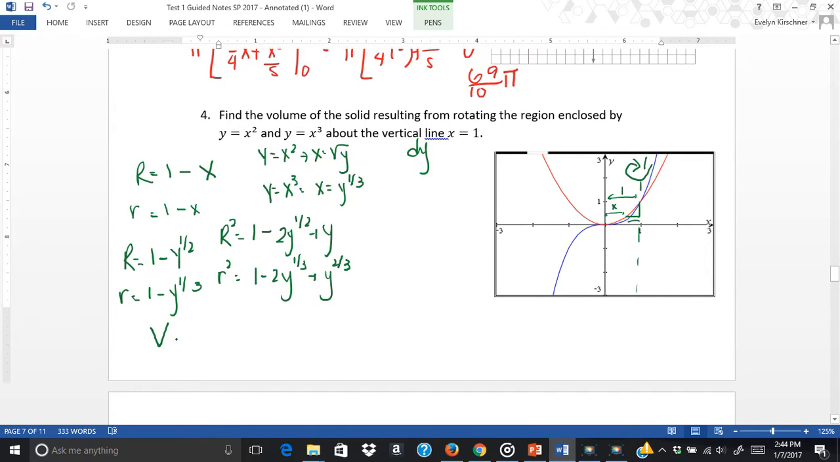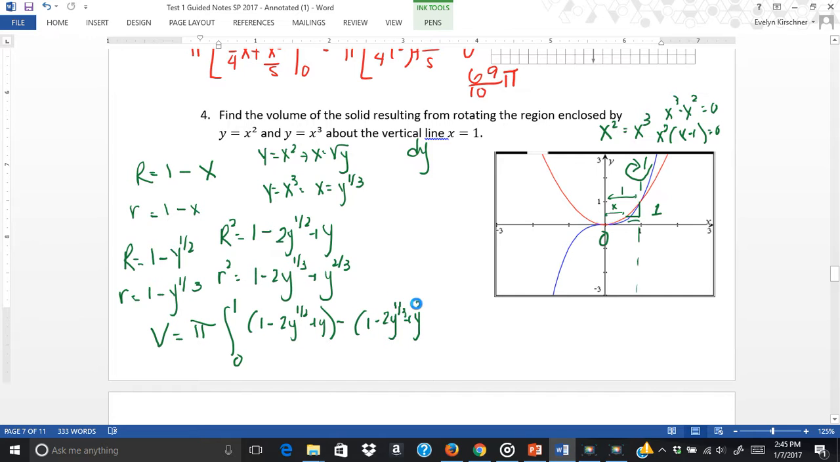So my whole volume here is pi, the same as before, but with big R squared and little r squared. And I'm going from 0 to 1 because the only time that x squared equals x cubed is when x cubed minus x squared is 0, or x squared times x minus 1 is 0, so at the points 0 and 1. So I'm going to integrate from 0 to 1 of my big R squared, 1 minus 2y to the 1/2 plus y, minus my little r squared, 1 minus 2y to the 1/3 plus y to the 2/3, all dy.